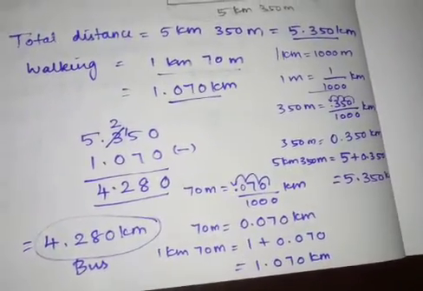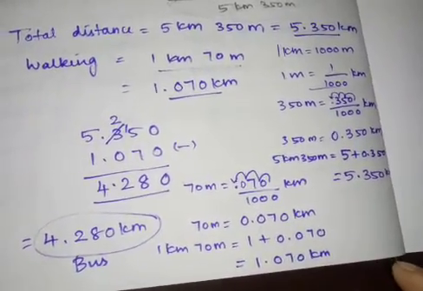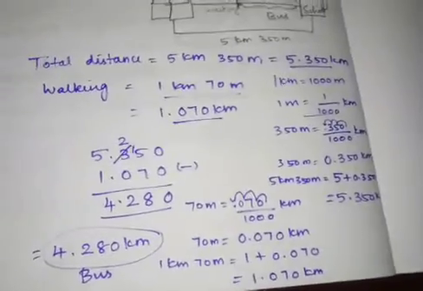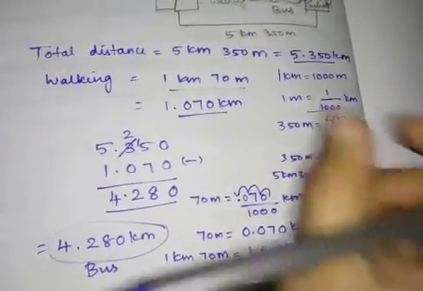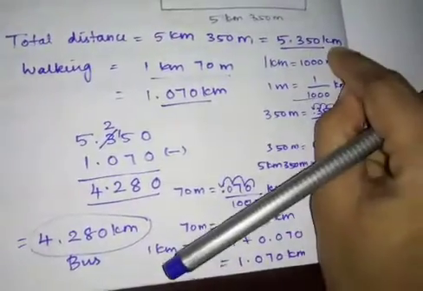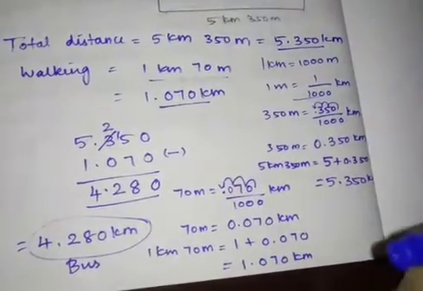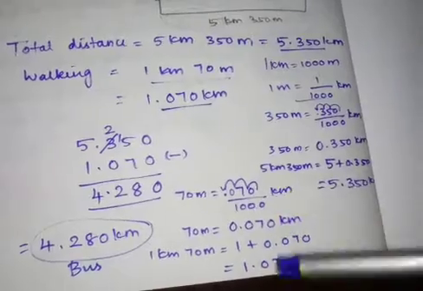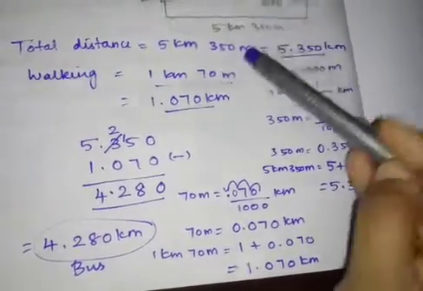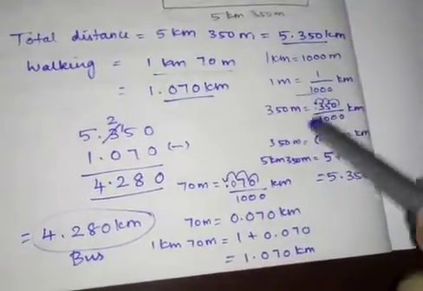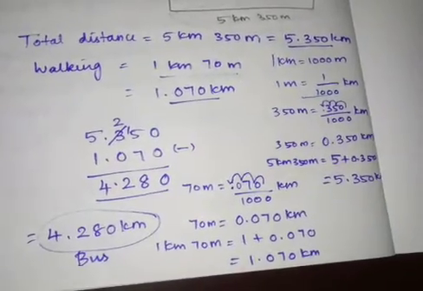4.280 kilometer is the distance that she is going by bus. Be careful that everything should be in the same unit, either in kilometer or in meter. But when I want to make the number a decimal number, I have to convert it from meter to kilometer. Only then I'll get the decimal number. That's why I have done it like that.